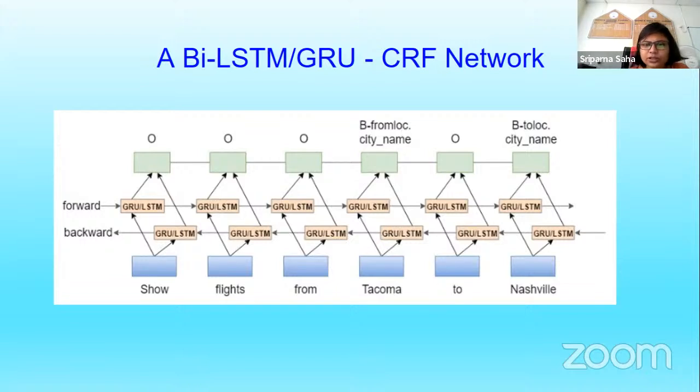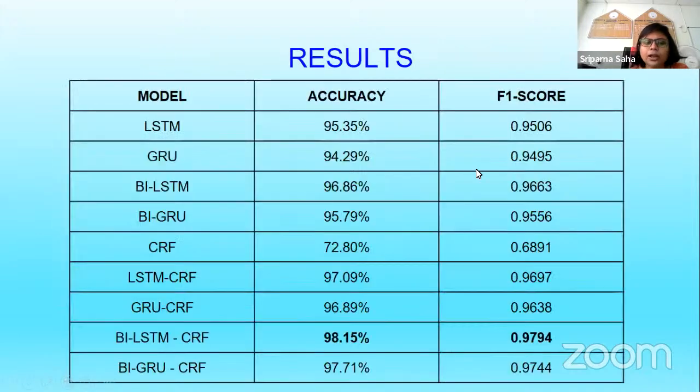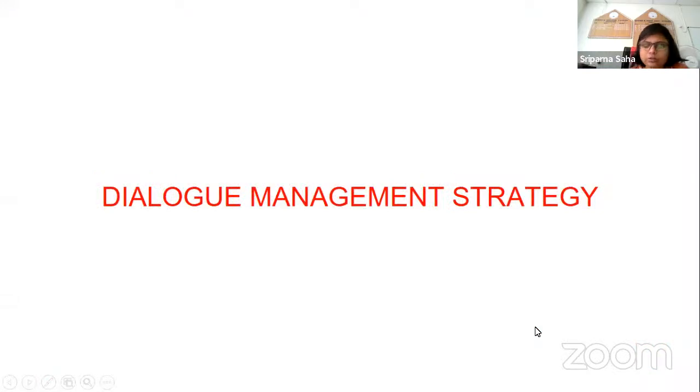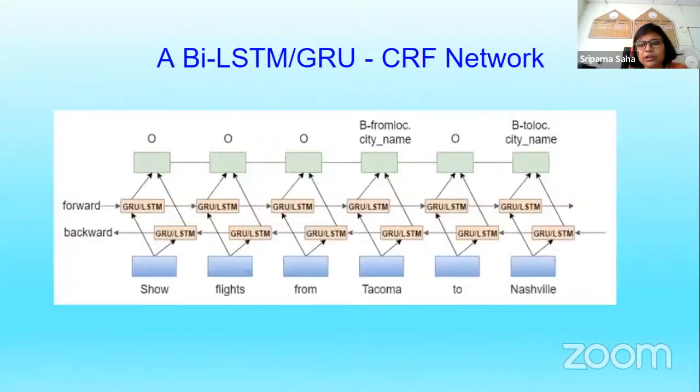Yes, so this is the BiLSTM CRF network, and these are the results. We applied various models: LSTM, GRU, BiLSTM, BiGRU, CRF only, then LSTM and CRF combined, GRU CRF combined, BiLSTM CRF combined, BiGRU CRF combined. So you can see when we are making a hybrid model, combining CRF with the BiLSTM or CRF with the BiGRU, the CRF with the BiLSTM is giving the best accuracy and the best F1 score.